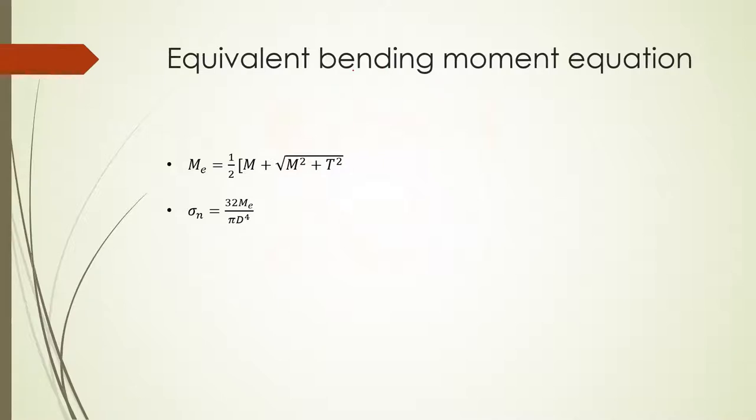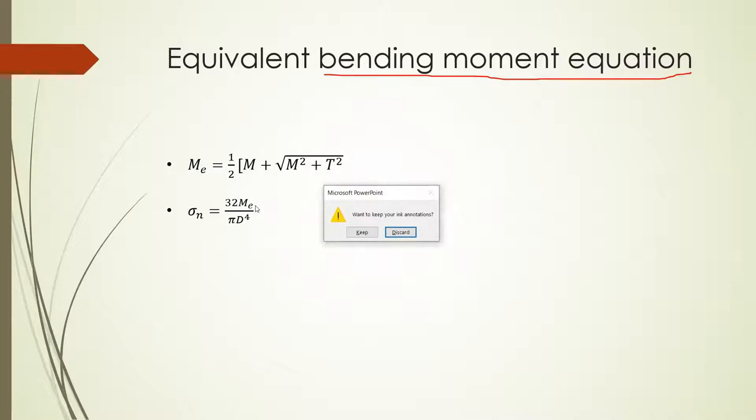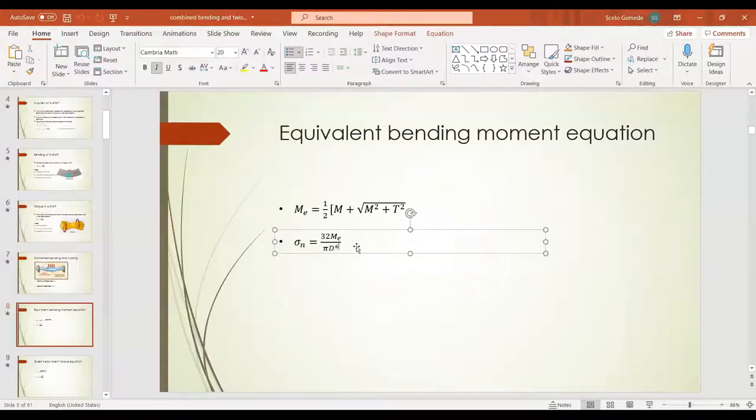Now, equivalent bending moment equation. Now we are combining them, guys. In this topic, we are always going to be combining them anyway. Now we are combining torque as well as a bending moment. Right. Here there's a small error that I'm picking up as I speak. This is d to the power 3. Okay, just wanted to correct that error first.